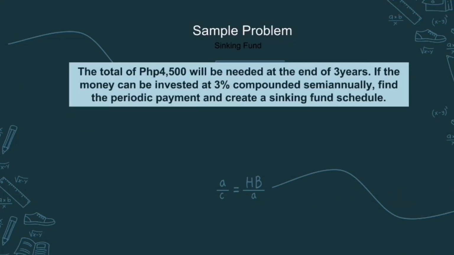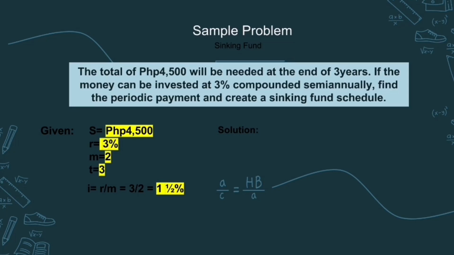Our problem is: a total of 4,500 pesos will be needed at the end of 3 years. If the money can be invested at 3% compounded semi-annually, find the periodic payment and create a sinking fund schedule. So here in our problem, the missing given is the periodic payment. We need the periodic payment to create a sinking fund schedule. So to find the periodic payment, we need the final value, which is 4,500 pesos, the rate, which is 3%. Our compounding period is semi-annually, that is why we have 2 here, and our term is 3 years. So our I is 1.5%, our N is 6.